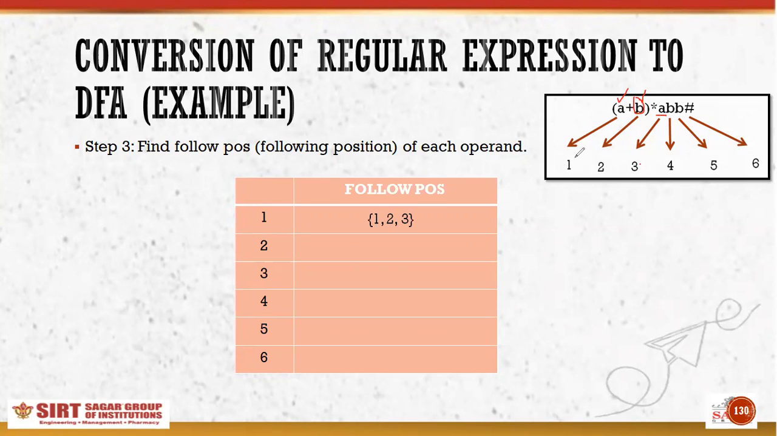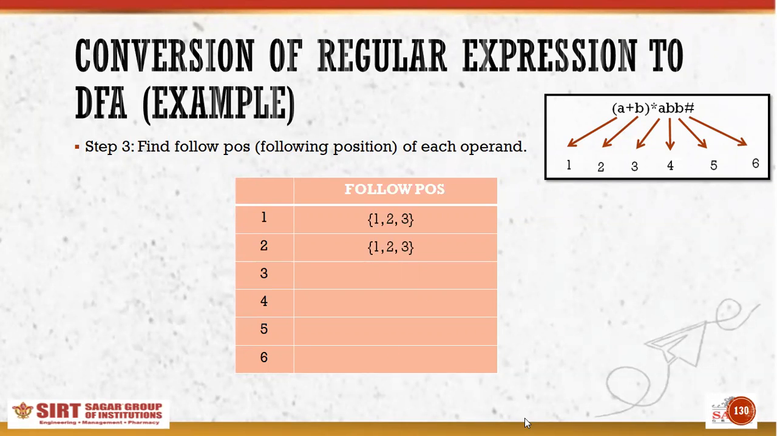So I can say the possibility of following position of 2 is 1, 2, and 3, the same. 4 can never come, because 3 can never be made epsilon, because there is no clean closure over it. So 3 will never be removed from here. So 4 will never come into the following position of 2. So the answer is again 1, 2, and 3. So I will write the following pause of 2, that is 1, 2, 3.